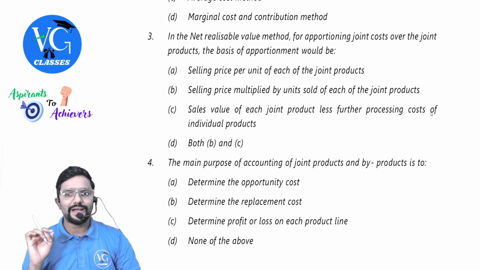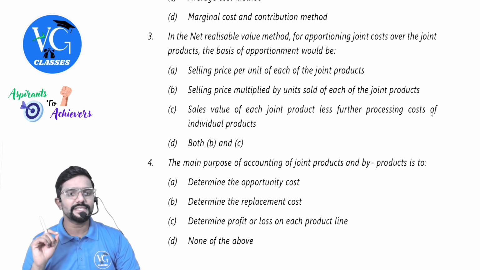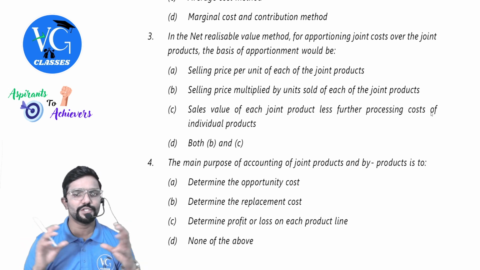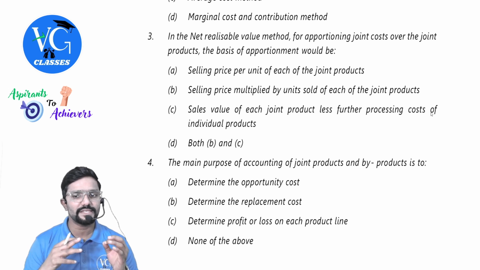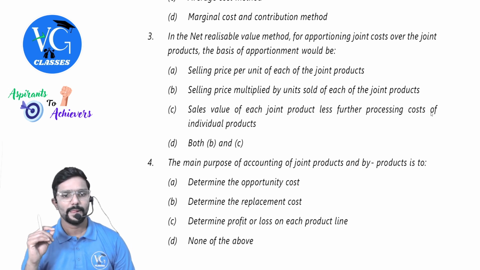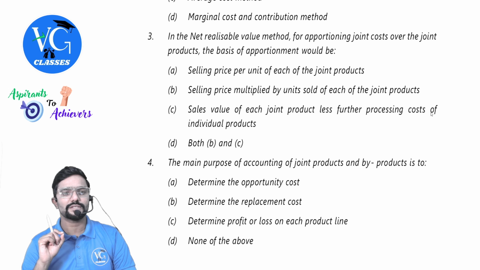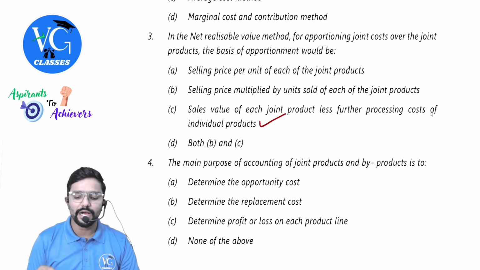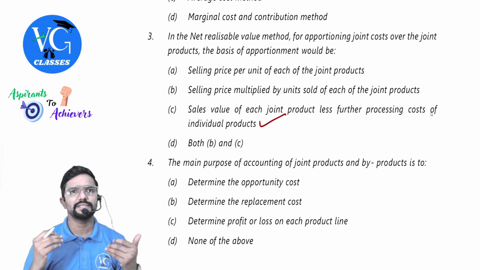In the net realizable value method, for apportioning the joint cost over the joint products, the basis of apportionment would be: selling price per unit of each of the joint products, selling price multiplied by the units sold of each of the joint products, or sales value of each joint product less further processing cost of the individual product. Guys, actually the answer is C. Out of the given options, it should be C.